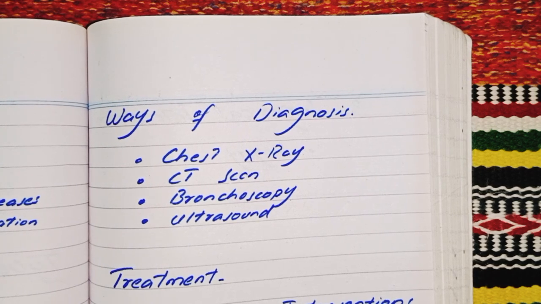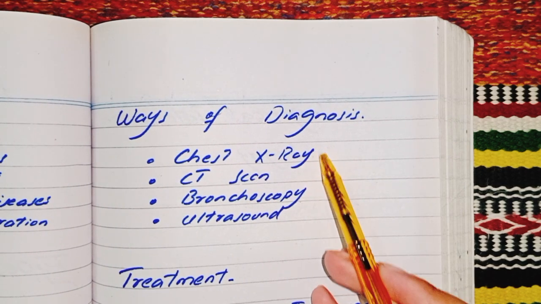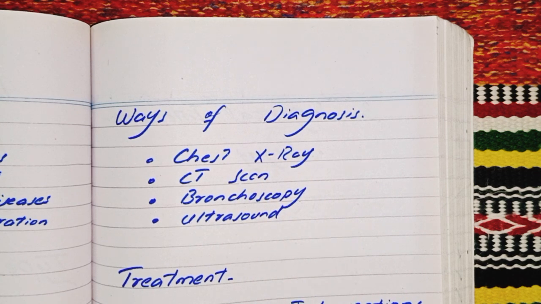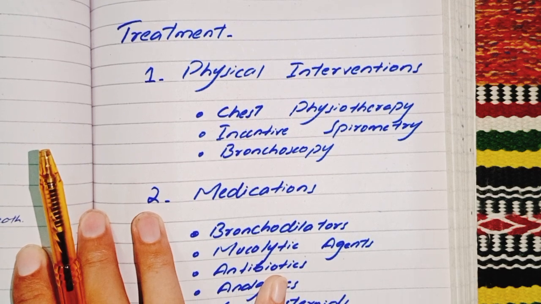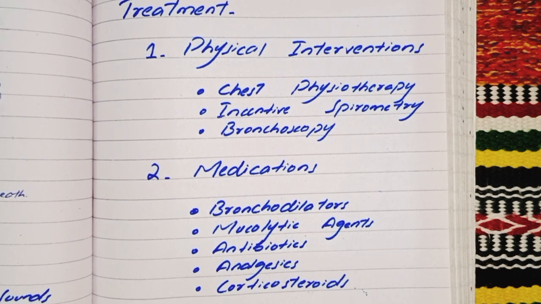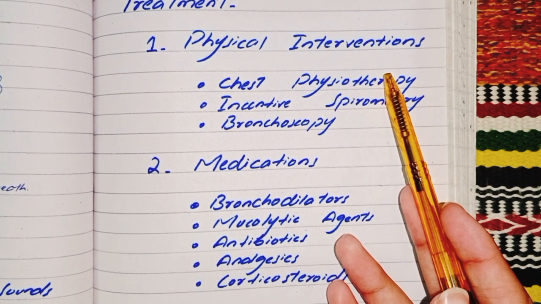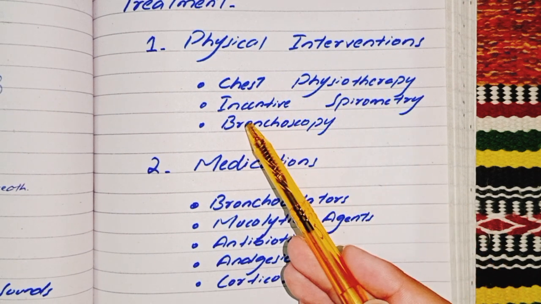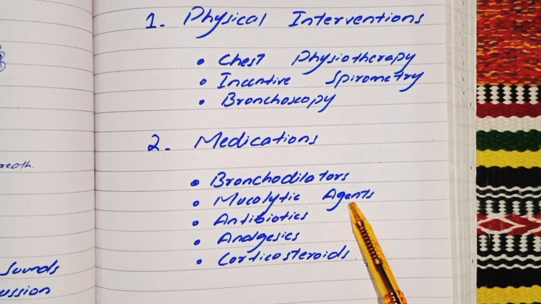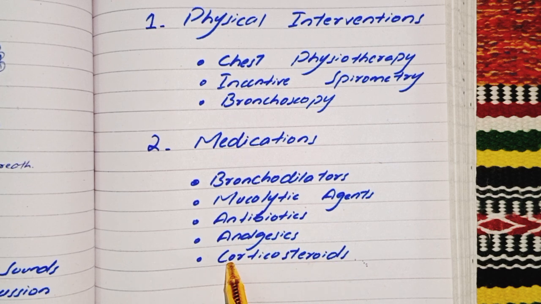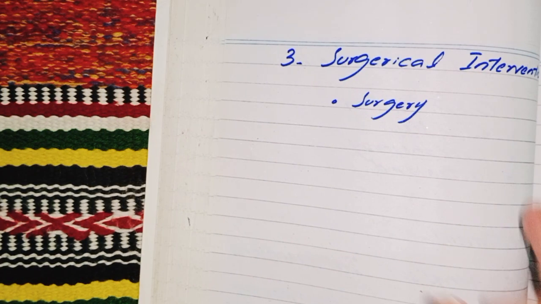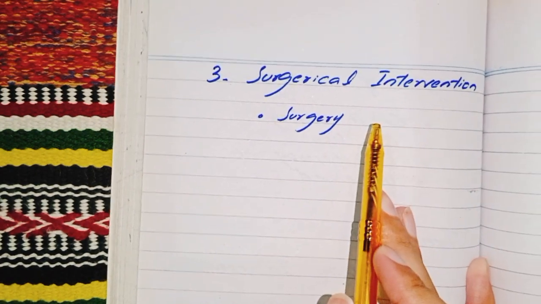Our next section was ways of diagnosis. There are four common ways of diagnosis: chest X-ray, CT scan, bronchoscopy, and ultrasound. Then I talked about the treatment options. There are three treatment options: physical interventions, medications, and last, surgical interventions. In physical interventions, we use chest physiotherapy, incentive spirometry, and bronchoscopy. In medications, we use bronchodilators, mucolytic agents, antibiotics, analgesics, and last, corticosteroids. And our last method of treating atelectasis is surgery.